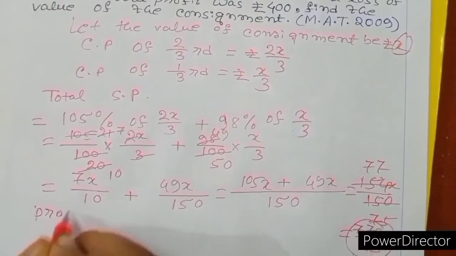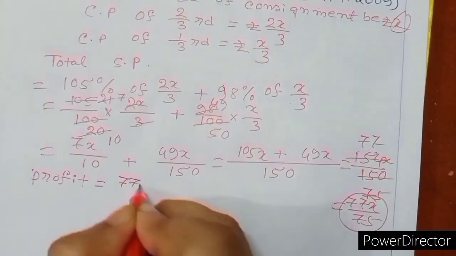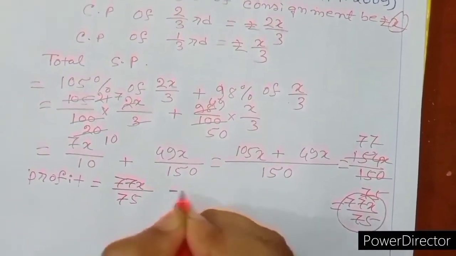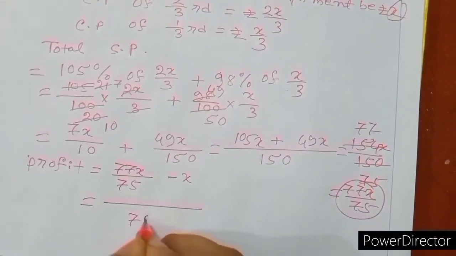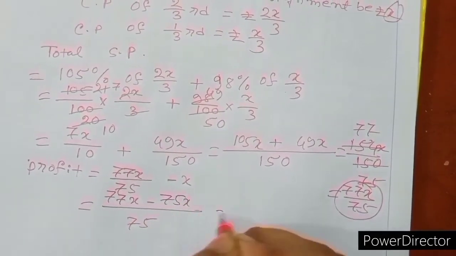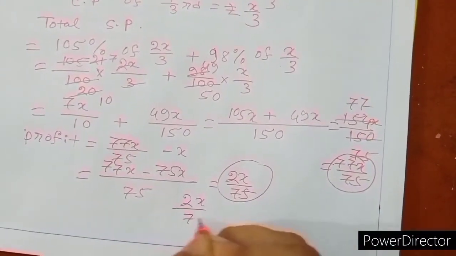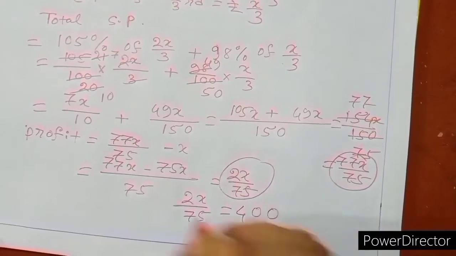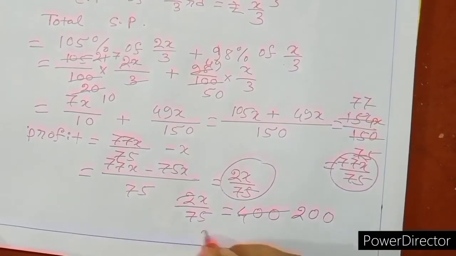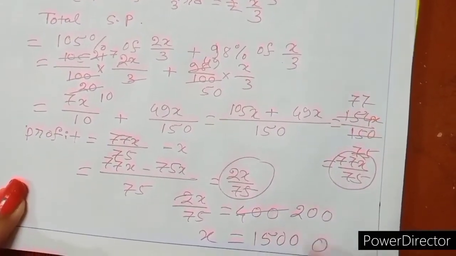And cost price we know is x. So profit equals 77x by 75 minus x, which equals 77x minus 75x, equal to 2x by 75. Here the total profit is 400. So 2x by 75 equals 400. So x equals 200 into 75 by 2, which is 7500.